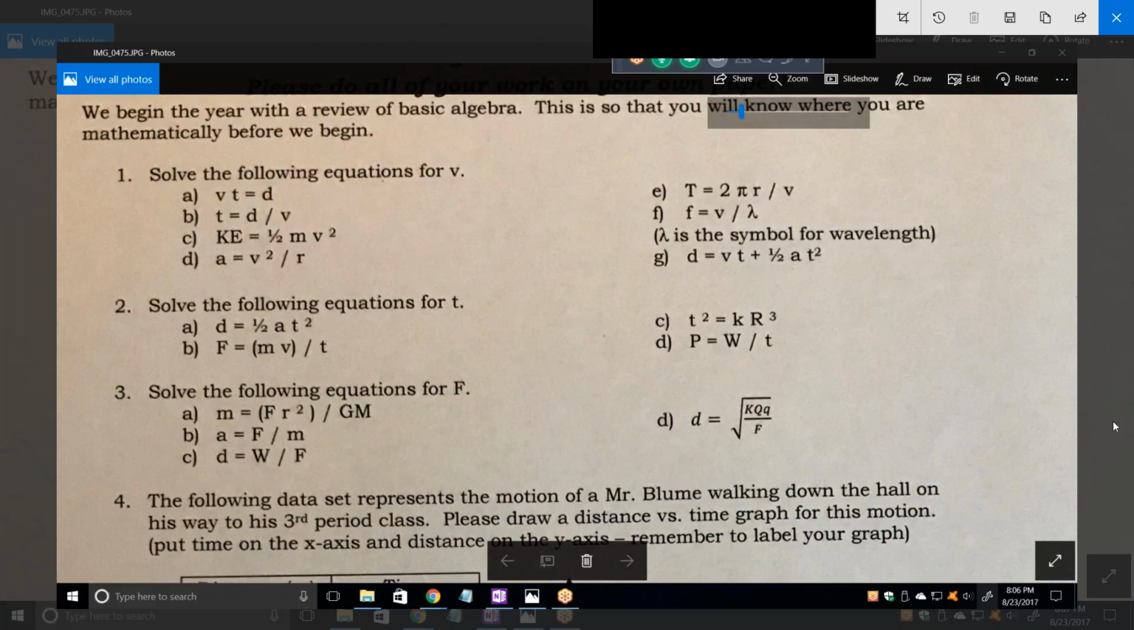Whenever you're solving an equation for a variable, the secret is to isolate it. The last line you're going to have is v equals something. So how do I get rid of the t? Divide it. Okay, so v equals d divided by t. Now, number b, a little bit more difficult.